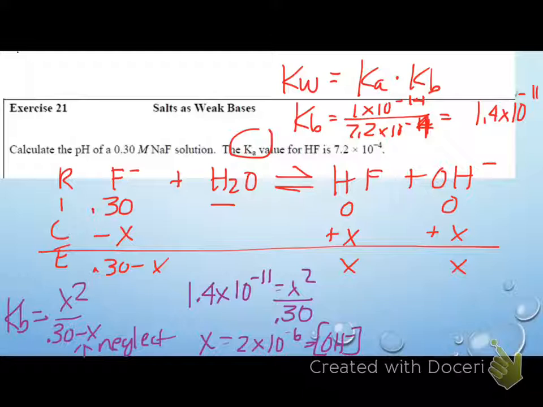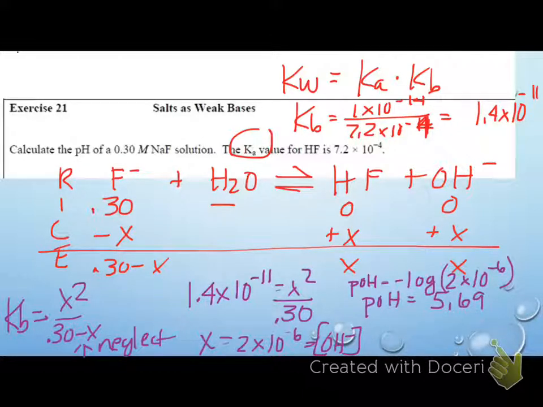So if I take the pOH, it is the negative log of 2 times 10 to the negative 6, and I get pOH is 5.69. So for pH, we're going to do 14 minus 5.69, and we get 8.31.